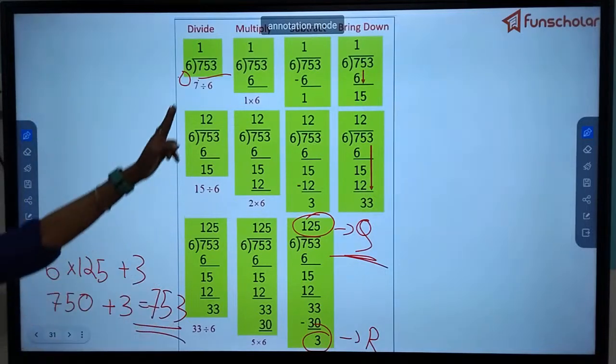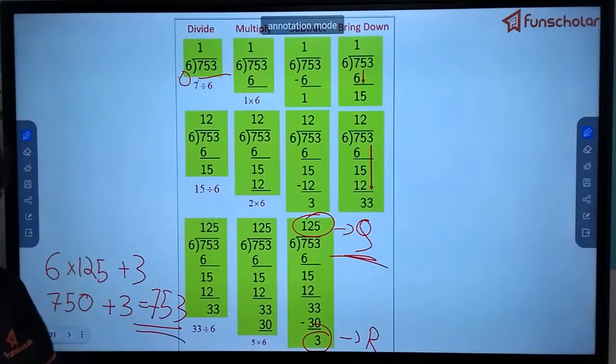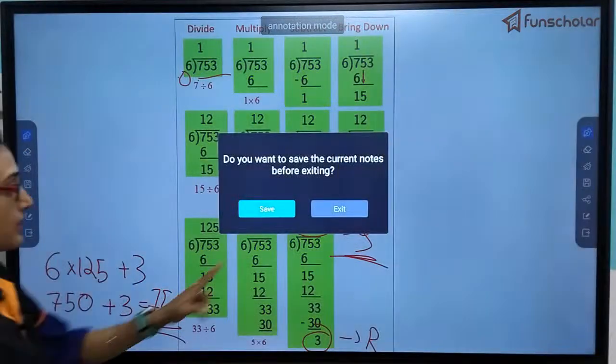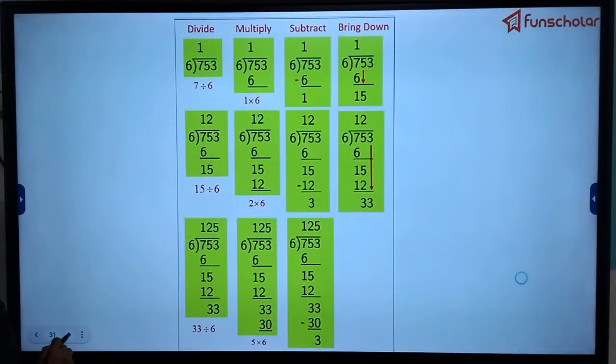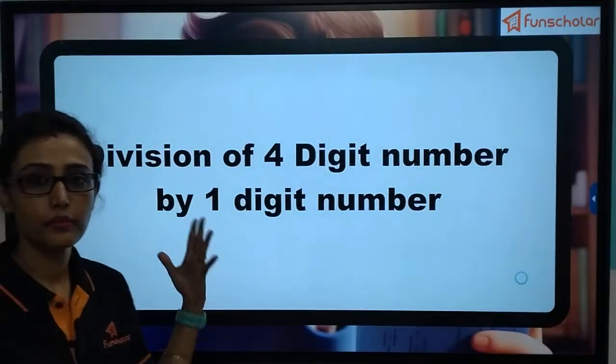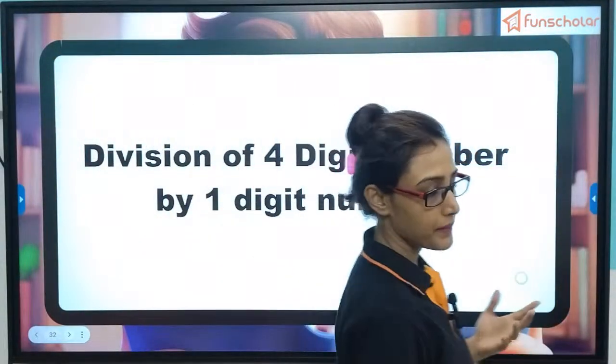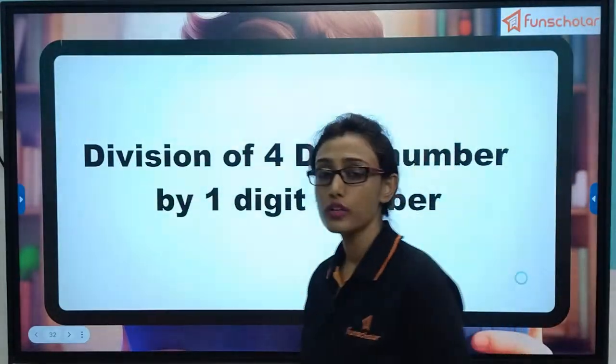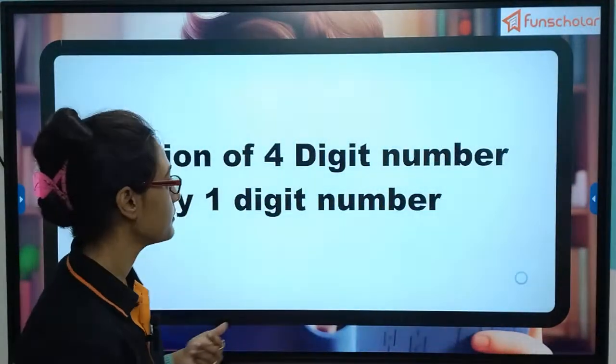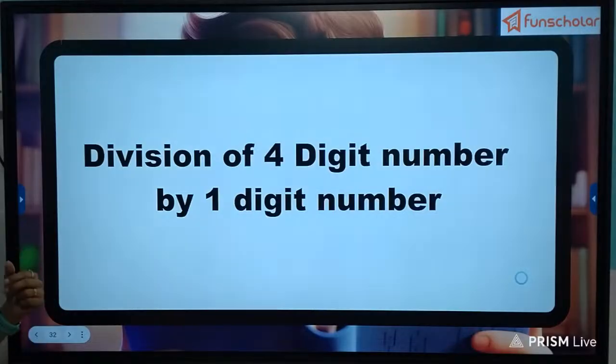So 753 is the dividend. Understood? I hope you are getting it. You practice more and more in your copy. You practice from your book. The more you practice, the more comfortable you are in doing division.